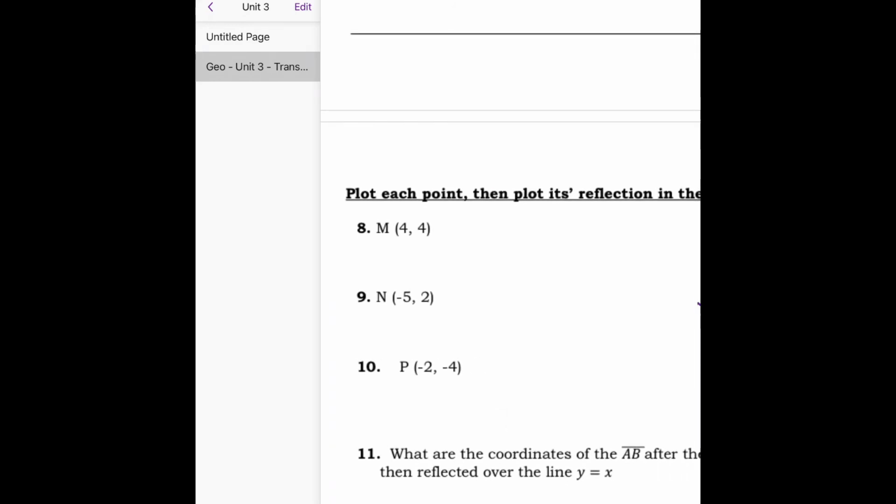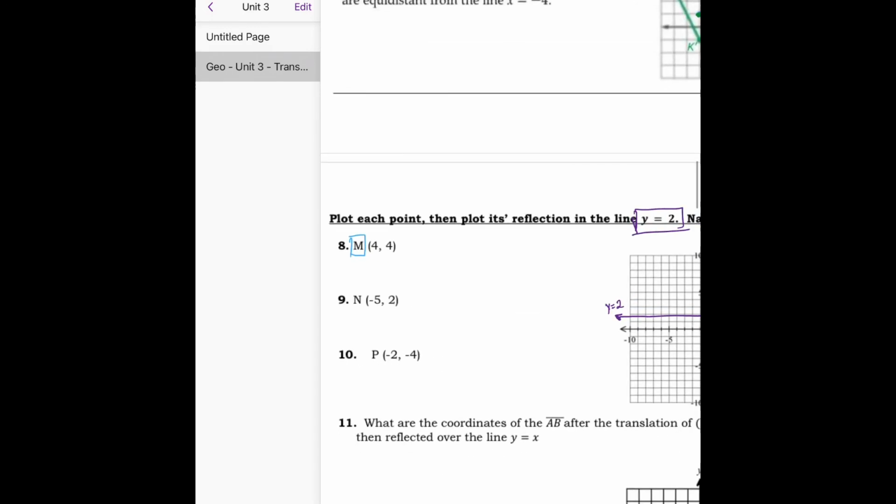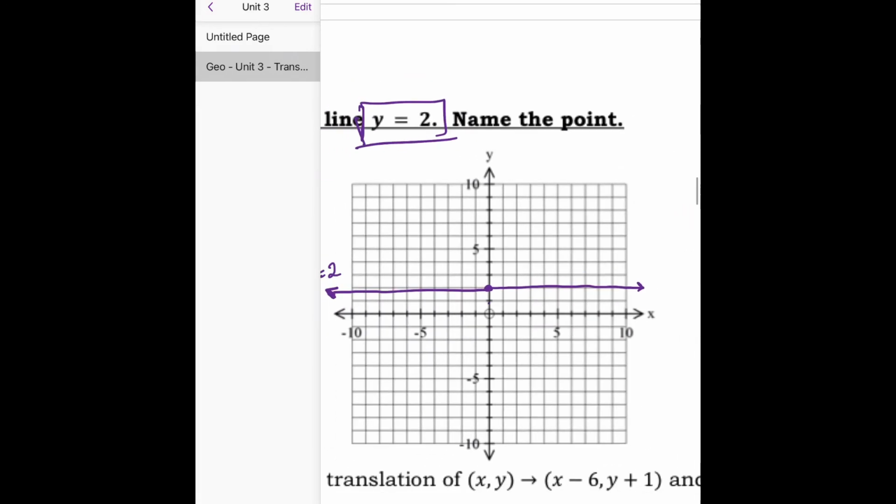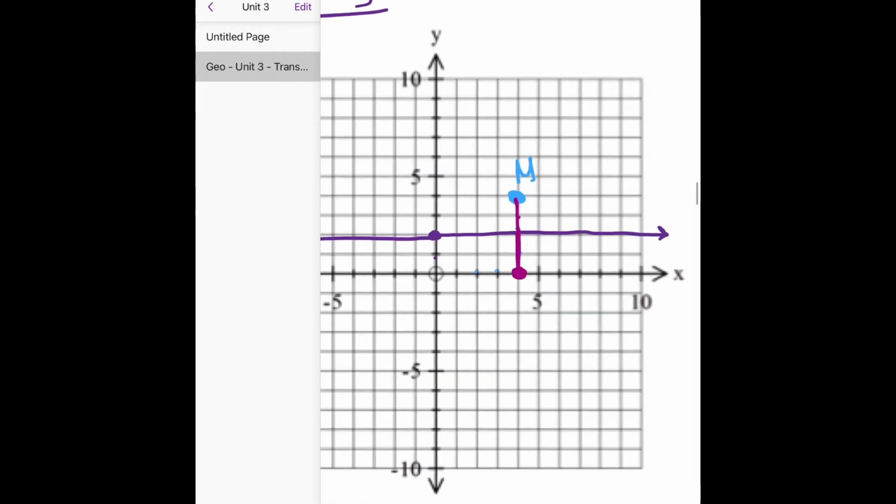First, I'm going to take my point M and plot it. M is at 4, 4. So 4, 1, 2, 3, 4, 1, 2, 3, 4. That is point M. I look at the line that I need to reflect it across, and ask: what's the distance between point M and this line? I can count it, 1, 2, just 2 away. If I'm going to reflect it across that line, it has to be 2 away the other way. So 2 away the other way, plot my point, ta-da, that's my new M.